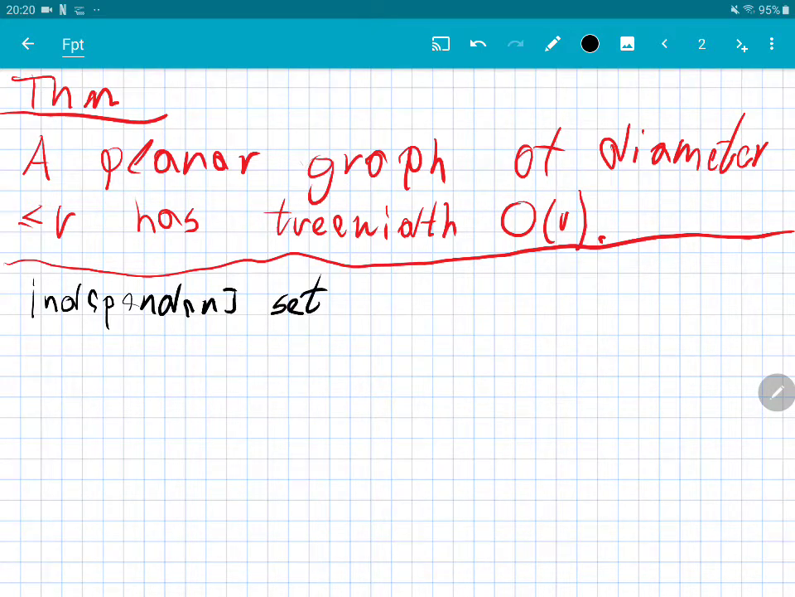Right. If I have a graph, then we can in fact compute the independent set of a graph if the graph has bounded tree-width in fixed parameter tractable time. So it's natural now to ask to do it for a planar graph. If the planar graph has bounded diameter, then by what I just showed we are done, because it has bounded tree-width and we can compute the tree-width and we are all good.